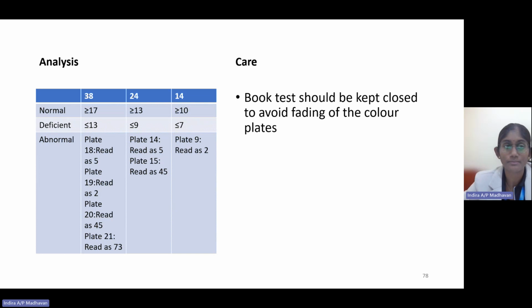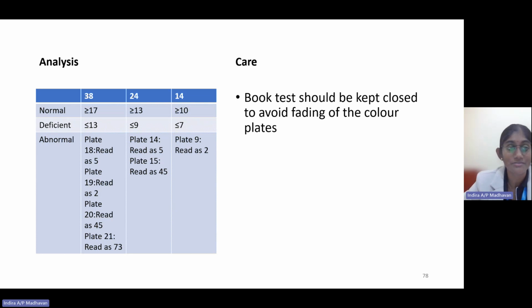If for 38 plates the score is lesser than 13, or for 24 plates lesser than 9, or lesser than 7 for 14 plates, then that means they have some deficiency, and the patient has to be checked at which plate they made the mistake. If the patient has some abnormality, plates 18, 19, 20 and 21 are the crucial plates you have to focus on. If the patient made a mistake and read them as 5, 45 and 73, something is not right. So they have red green deficiency.